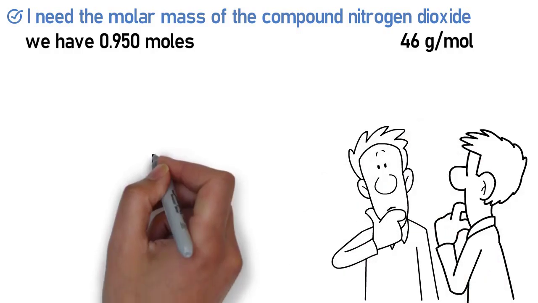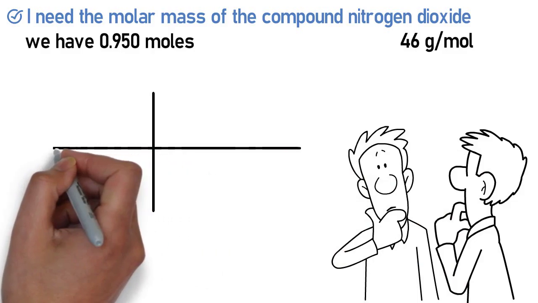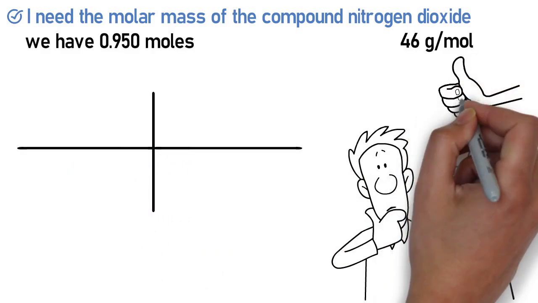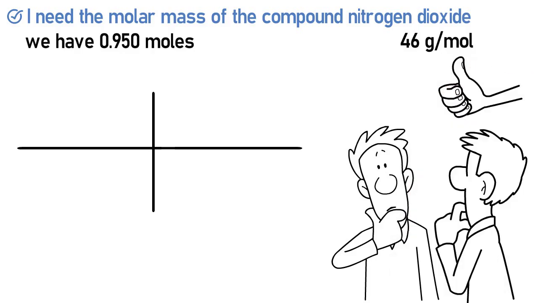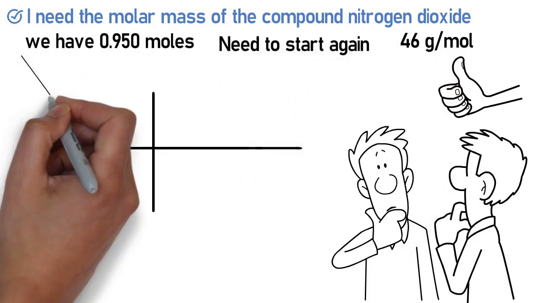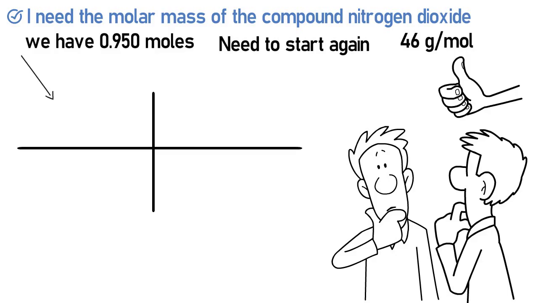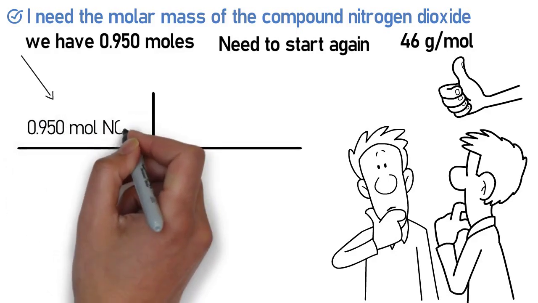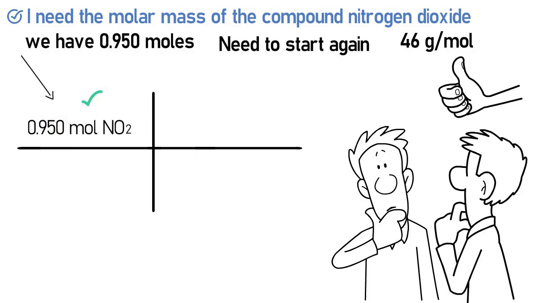I create boxes to place my numbers in for my calculations. This allows me to make sure that I have the correct unit of measurement at the end of my calculation. If I do not have grams at the end, I know that my calculation was incorrect and need to start again. First, I place what I know about my compound in the upper left box. I know there are 0.95 moles of nitrogen dioxide, so that goes in the upper left box.